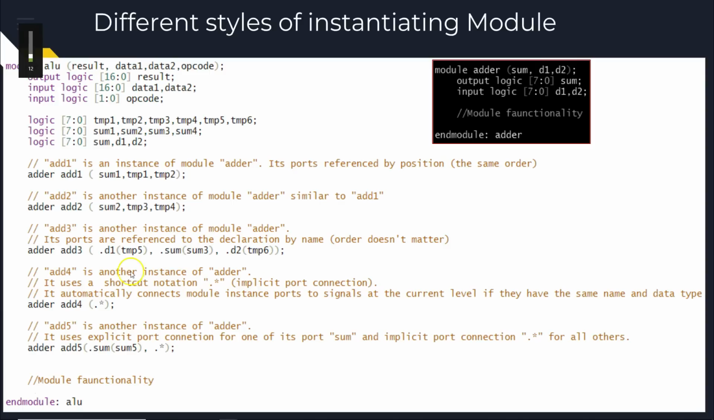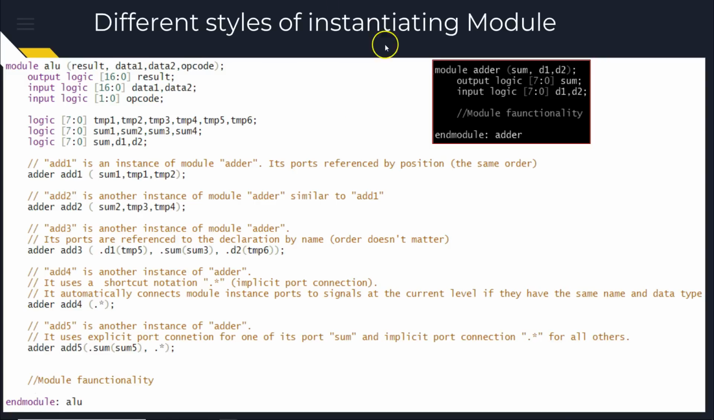Here the module adder is instantiated with name add3, and its ports are referred to by name and not by order. Here D1 is connected to temp5, D2 to temp6 and sum to sum3. The syntax is, in the port list, a dot, the name of the original module port, and within brackets, the local variable. That is .D1, within brackets, temp5. Here the order of writing ports doesn't matter. This is called explicit port connections, where you specify explicitly which port is to be connected with which variable.